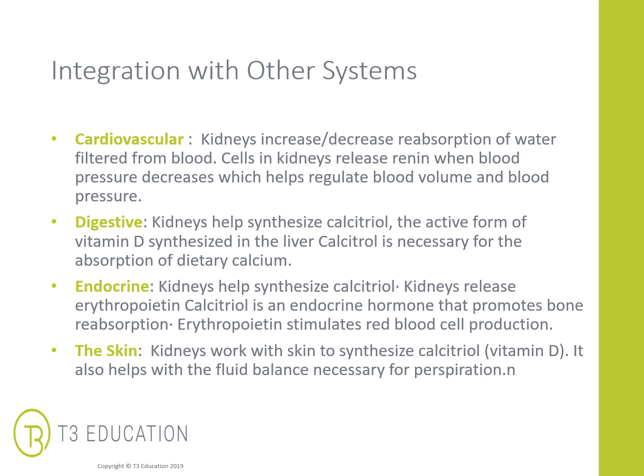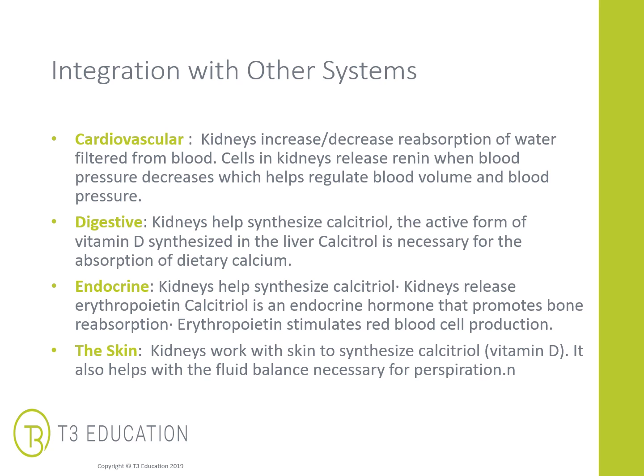So we've touched on this quite a bit, but it's worth spending just a couple of minutes to see how the urinary system integrates with the other systems of the body. So first of all, looking at the cardiovascular system. Because the kidneys increase or decrease the reabsorption of water filtered from the blood, the cells in the kidneys release renin when the blood pressure decreases, which helps to regulate the blood volume and blood pressure. And this is going on constantly. So the kidneys are constantly working with the blood to keep those levels at the right levels.